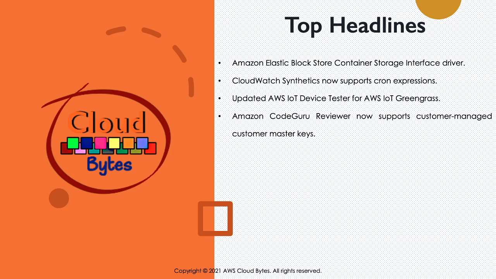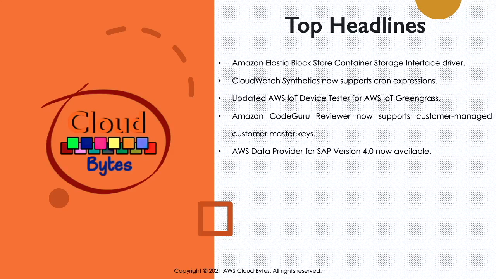Amazon CodeGuru Reviewer now supports customer-managed CMKs. As you know, Amazon CodeGuru Reviewer is a developer tool powered by machine learning that uses secure data protection practices to analyze your code and provide intelligent recommendations for improving your code quality. Previously, when CodeGuru Reviewer conducted a code review on your associated repository, your code was encrypted using a key that was AWS owned and managed for you. Now you have the option to bring in your own customer managed CMKs, customer master keys.